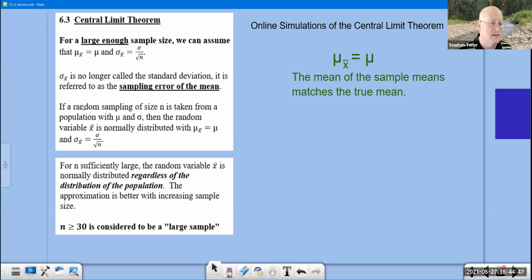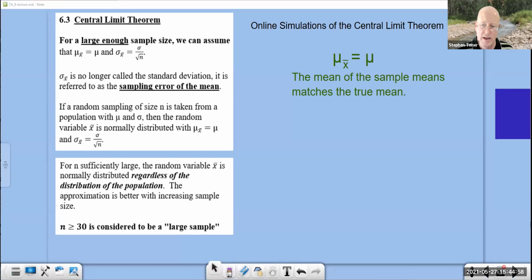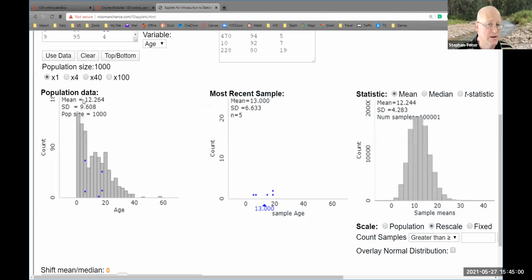Now let's come back to this sigma subscript x bar equals sigma divided by root n. If I come back over to this problem right here, on the left, the true standard deviation was 9.608 years. The standard deviation of our means was 4.283. If we were to take this 9.608, divide it by the square root of our sample size 5, we should be pretty close to 4.283. So I'm going to actually do that on my calculator.